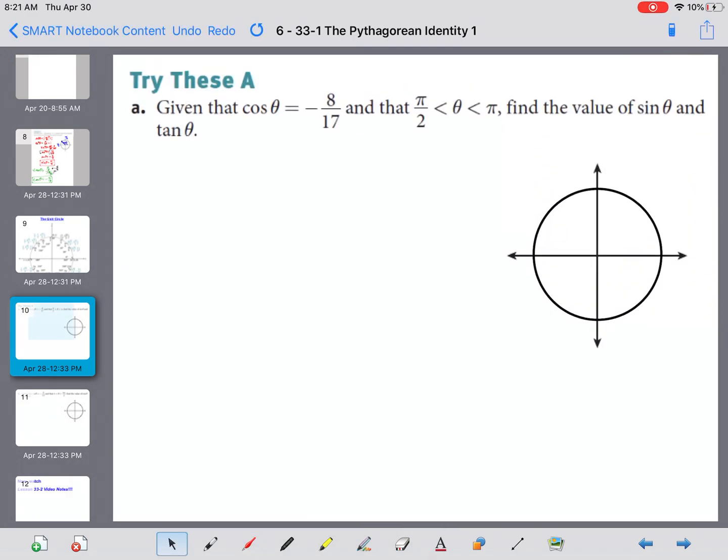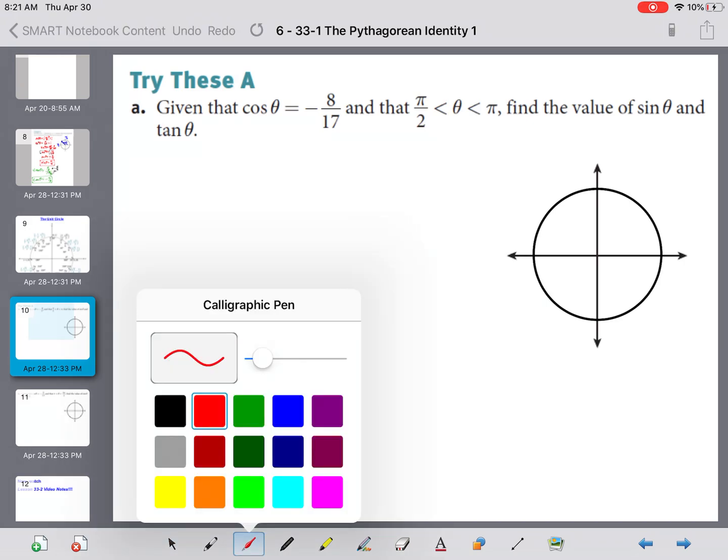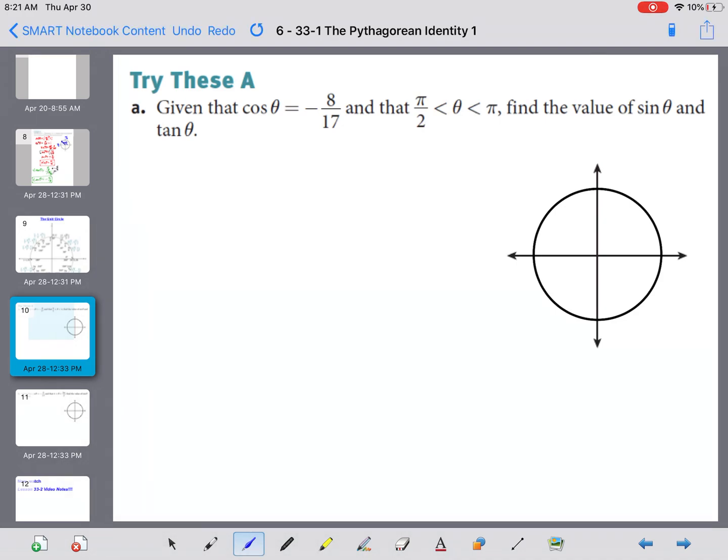Okay, so again, cosine equals negative 8/17. That is not one that is on the unit circle, not a ratio we know. It's not a special right triangle, so I've got to figure out what's going on here. Use a Pythagorean identity. So this one is between pi over 2 and pi, which is in quadrant 2, so it's somewhere over here, right? This angle here is theta, all right?